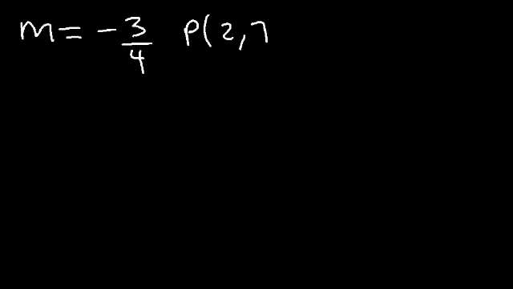Let's say that the slope is negative 3 over 4, and we have the point (2, 7). Write the equation in point-slope form, slope-intercept form, and standard form. Feel free to pause the video as you work out this example. So let's start with the point-slope equation.